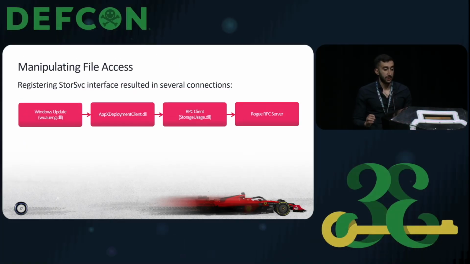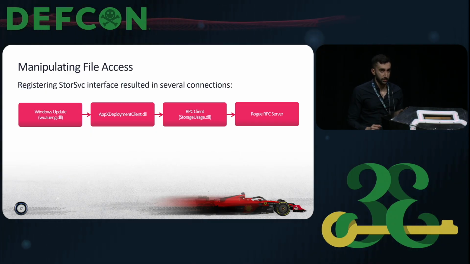The next step was launching my rogue server again, but this time registering only the interface of the storage service. I monitored the machine for RPC connections that happened naturally and gathered data on the clients of storesvc. The first service that connected to me was Windows Update. This is a highly privileged service in the operating system that can modify drivers and core DLL files, and it just connected to an unknown process running with low privileges. This security gap is just insane.